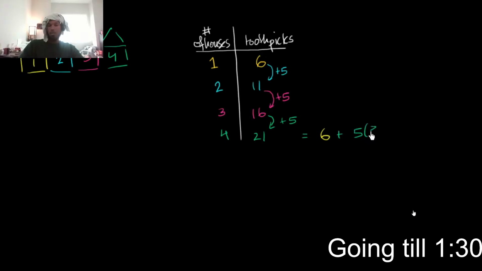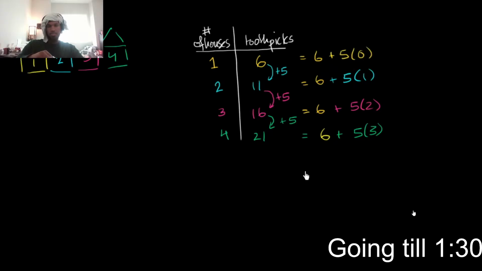Plus 5 times 3. When you had the 3 houses, once again, you started with 6, and you added 5 2 times. Plus 5 times 2. When you had 2 houses, you started with 6 again. This is equal to 6, and you added 5 once. So plus 5 times 1. And then when you had one house, it'll fit the same pattern, you started with 6. And how many times did you add 5? Well, you didn't add 5. You added 5 0 times.